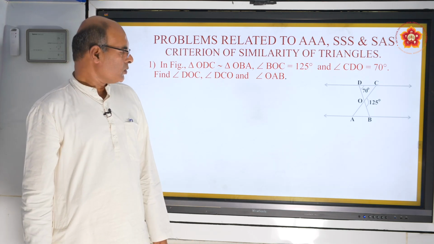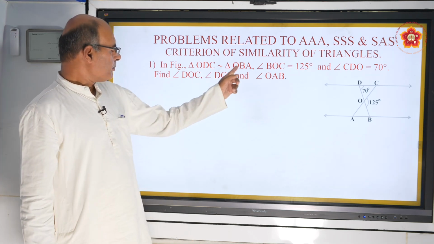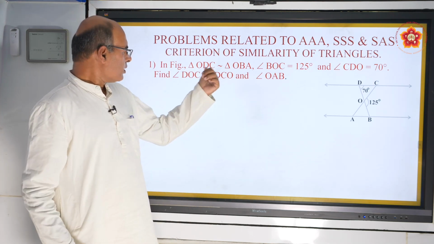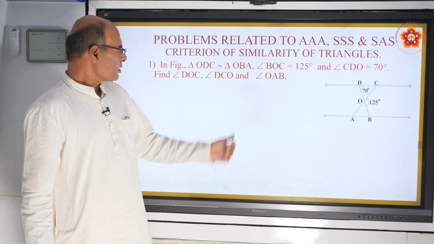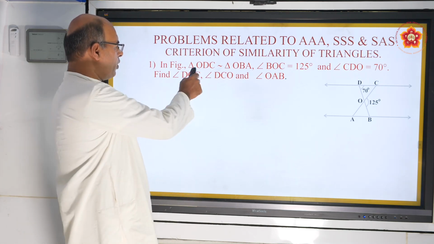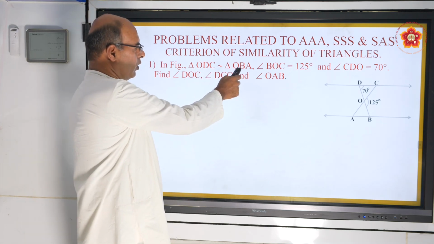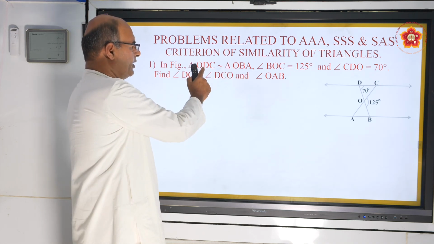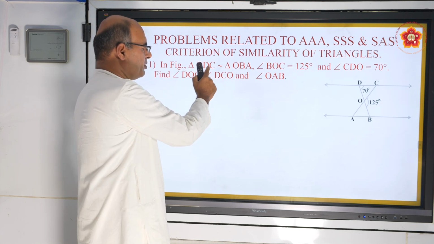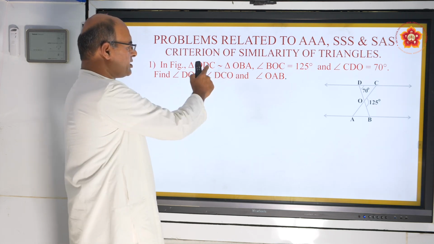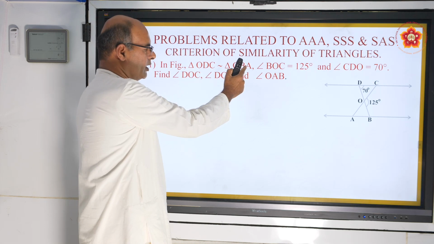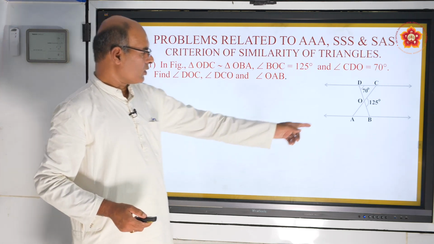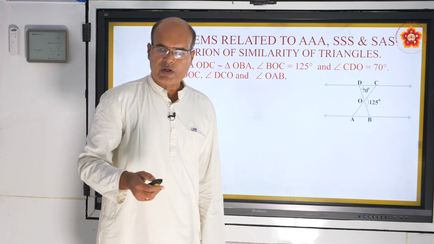So how can we do it? Compare the notation of the similar triangles given here. Triangle ODC is similar to triangle OBA, means O corresponds to O and D corresponds to B. Angle D must be equal to angle B. Angle C of the first triangle must be equal to angle A. So like that you have to think. Therefore you have to write angle A is equal to 55 degrees.